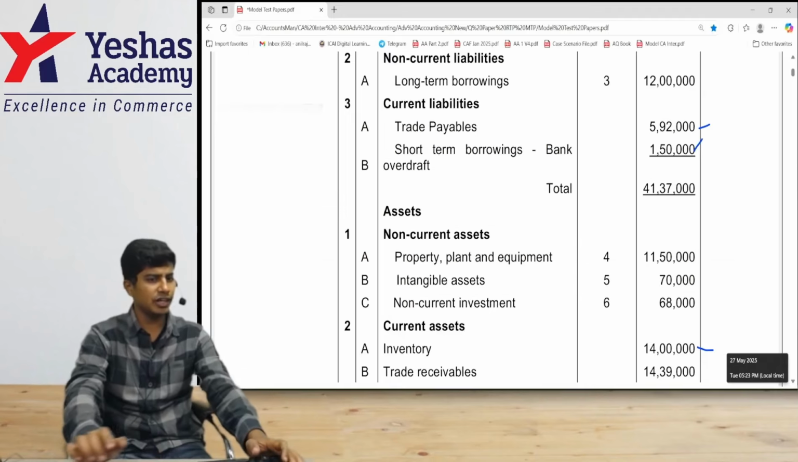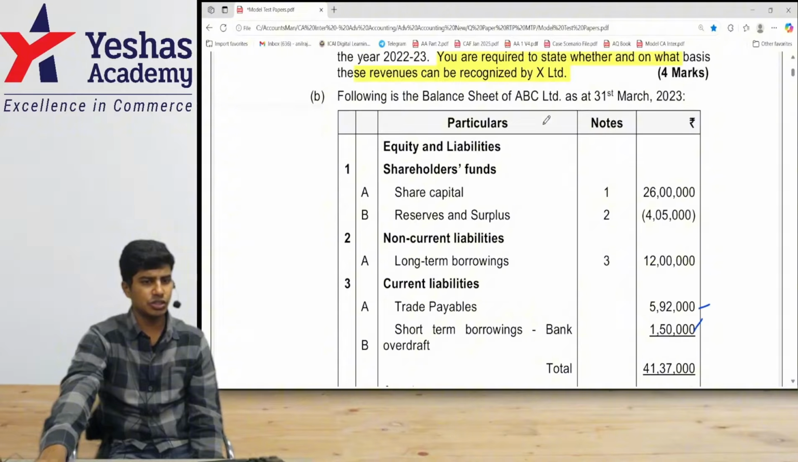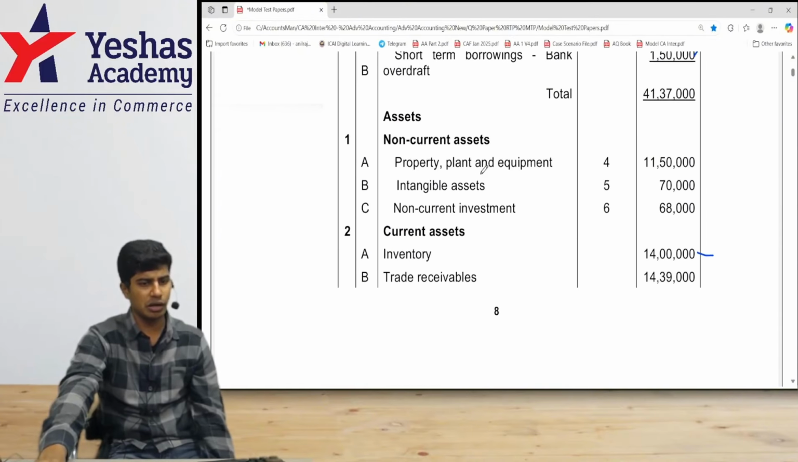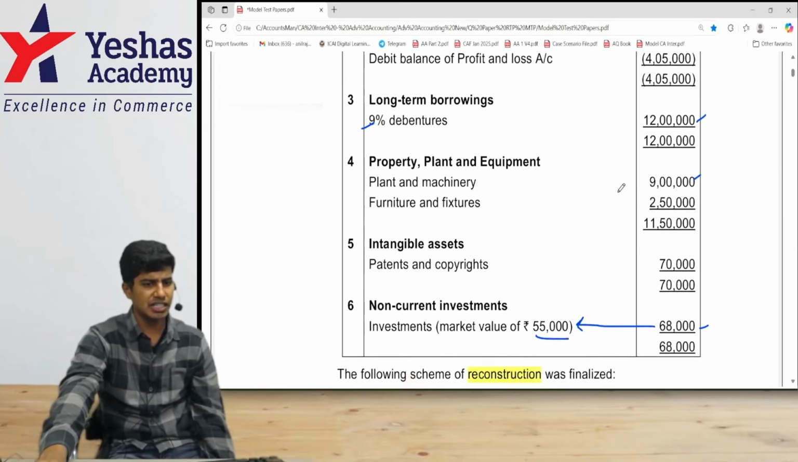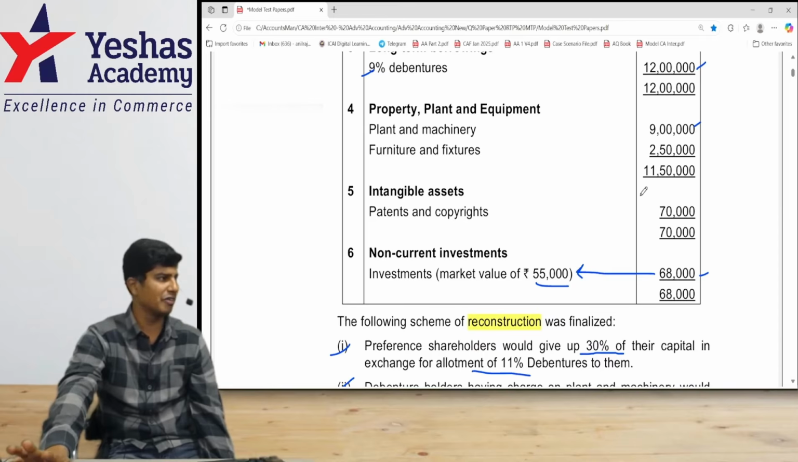Do we have any accumulated losses to write off? Check it out. Liability side, there is no problem. Come to asset side. PPE, intangible asset 70, we'll have to see. If it is goodwill, we can write off. What is their intangible asset? Patents and copyrights. That will be valid asset. If it was goodwill, we would have written it off.